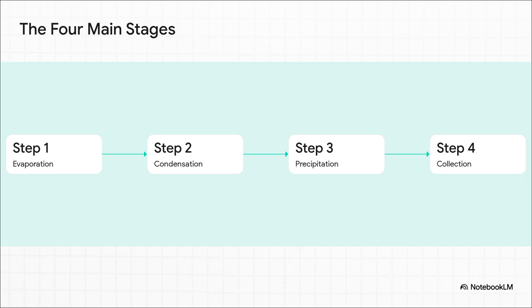It kicks off with a great escape into the sky, which we call evaporation. Then it leads to cloud making through condensation. Next, it comes back down to Earth as precipitation. And finally, it all gets gathered back together in a step called collection. Let's start with stage one.